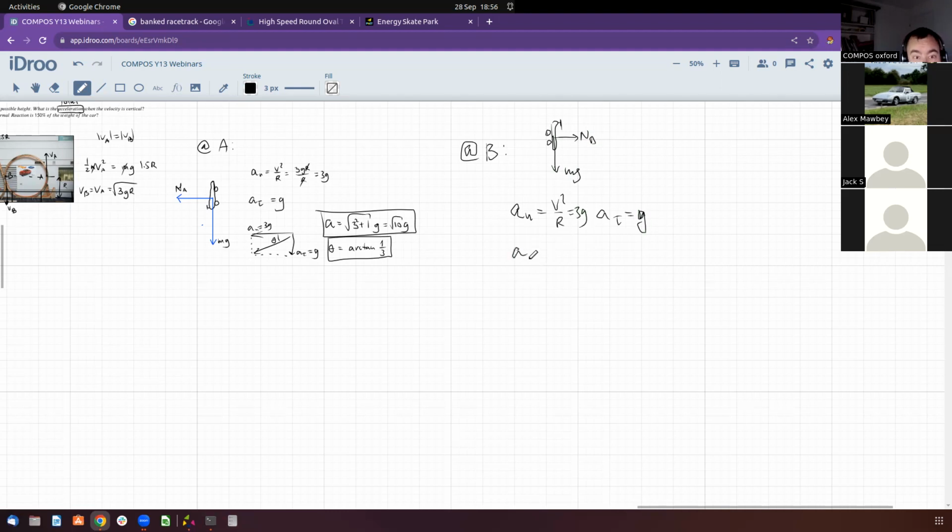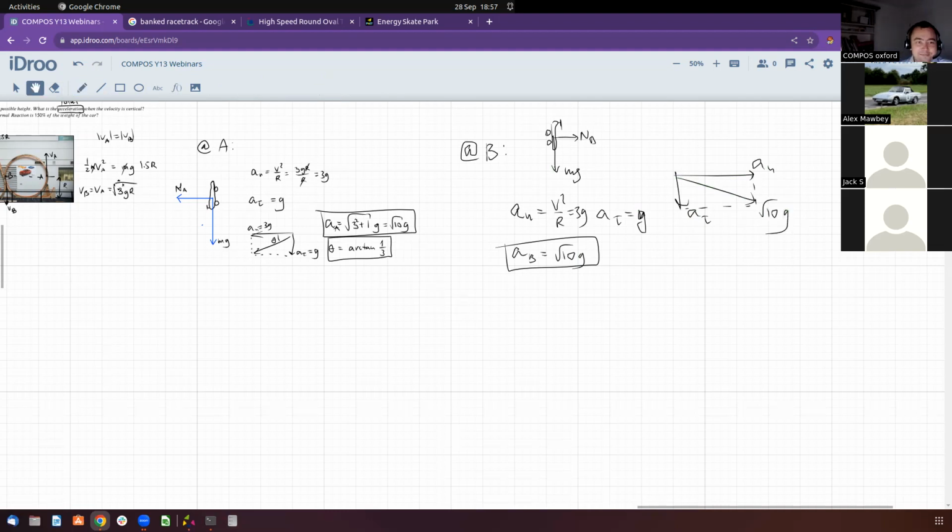So acceleration at B is also square root of 10g. And the angle is also the same. So it's just this way. So we have the tangential acceleration and the normal acceleration. And this is square root of 10g. Great.